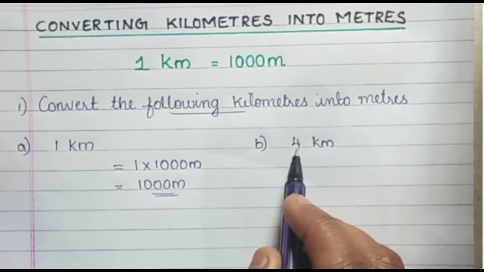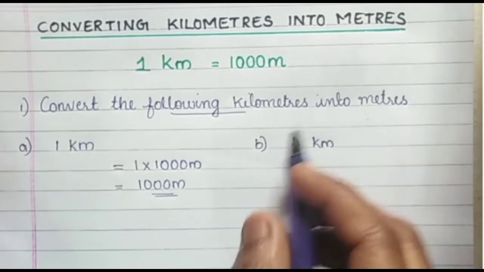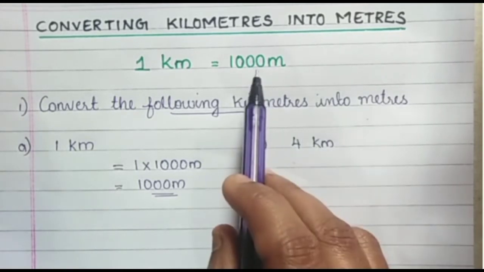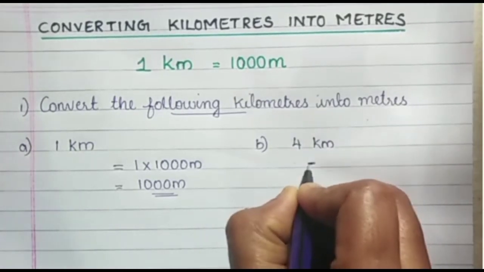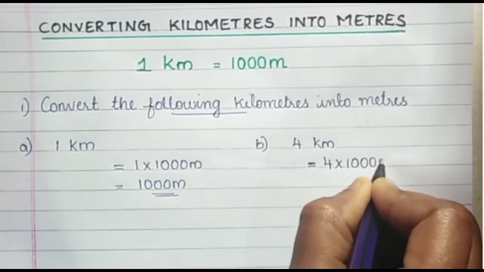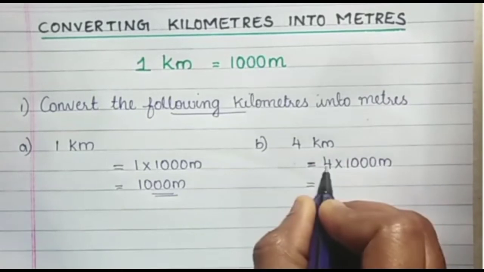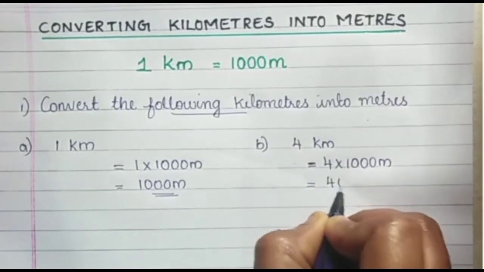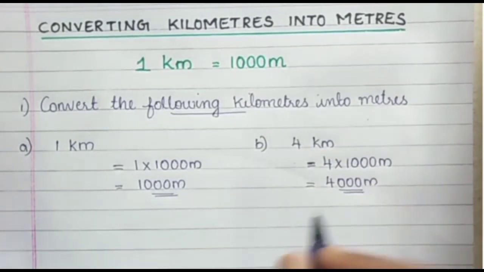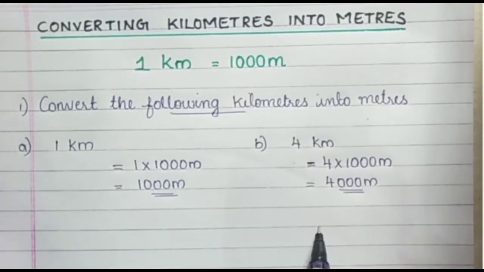To convert 4 kilometers into meters, we should multiply the number of kilometers. Here it is 4. So we should multiply the number 4 by 1000. So we can multiply 4 into 1000 meters. We know that 4 into 1000, the answer is, yes, 4000 meters. So 4 kilometer is equal to 4000 meters.